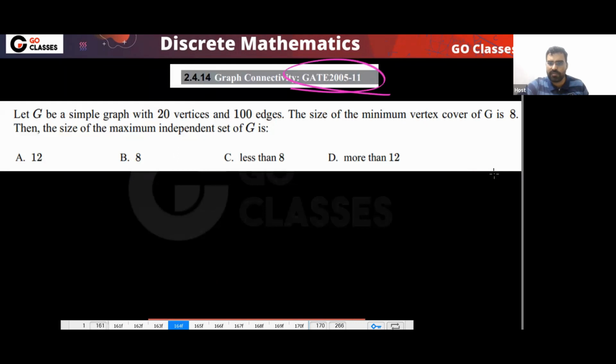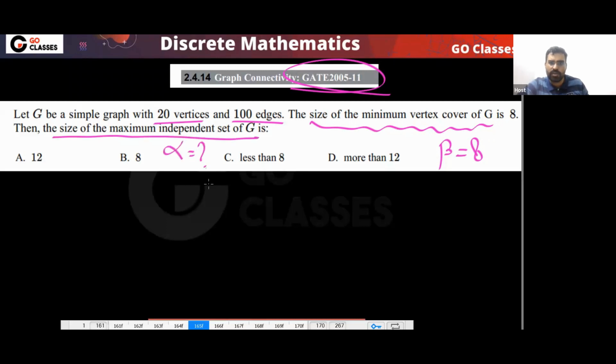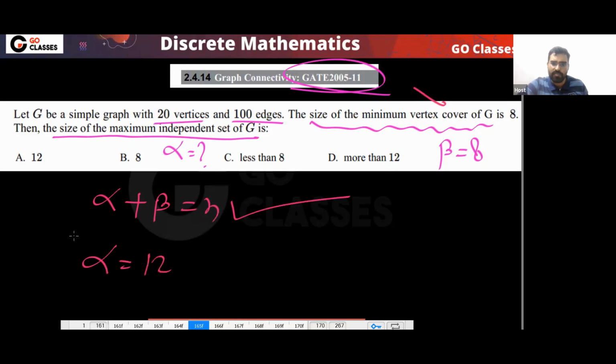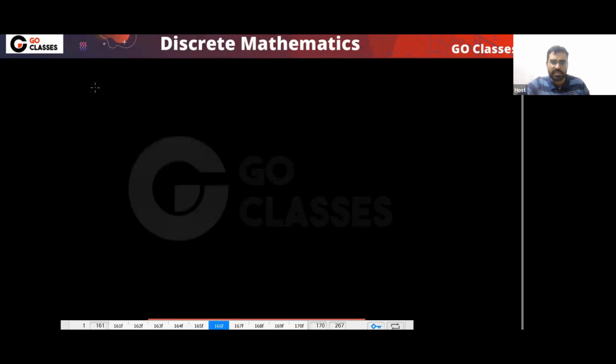What about this question? This is your GATE 2005. Your graph has 20 vertices and 100 edges. The size of the minimum vertex cover is 8. Then what will be the size of the maximum independent set? That will be 12. We know alpha plus beta equals n, so alpha will be equal to 12. All these things we know.